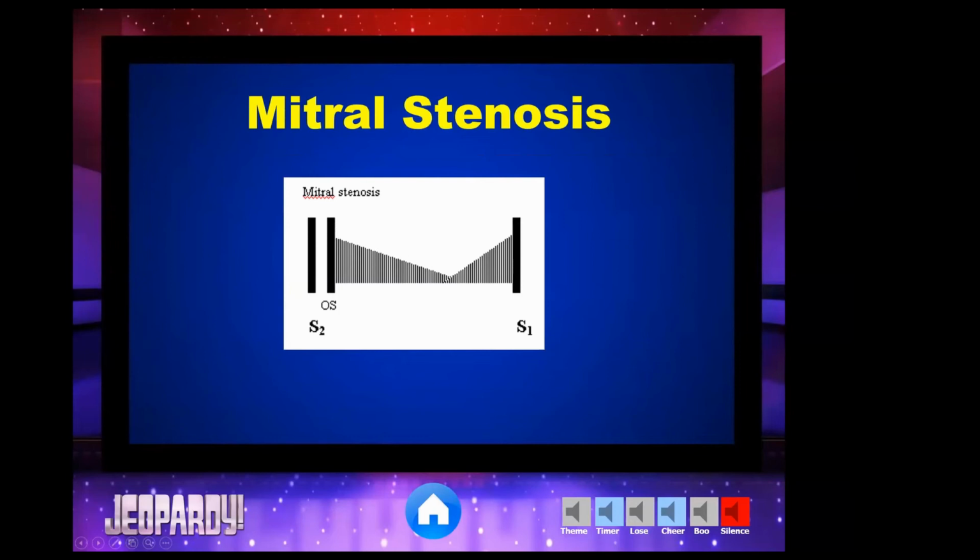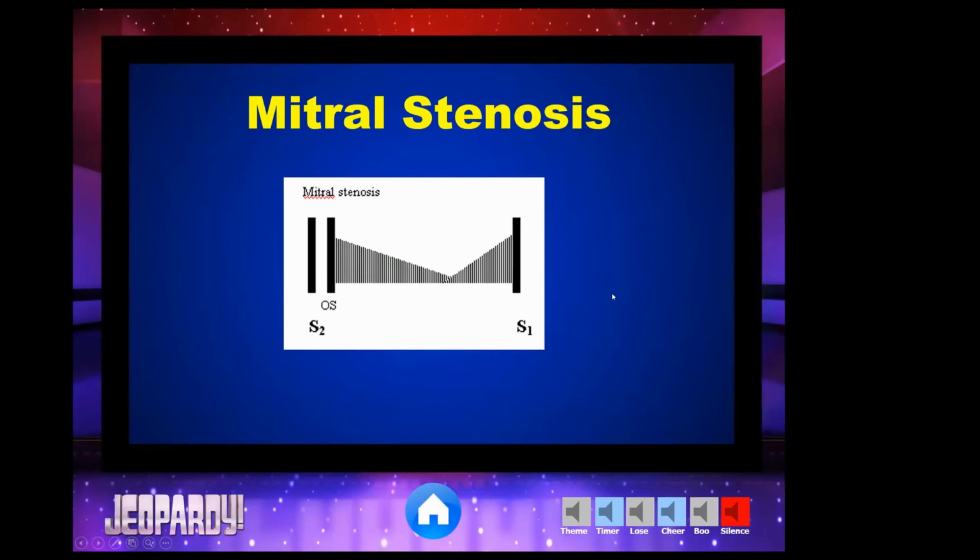Can you name the parts of the murmur? This is labeled its opening snap. Then this is the rumbling part, the mid-diastolic rumbling murmur, and can you name this? Doesn't come to mind right now, to be honest. So this is the pre-systolic accentuation. This is when atrial filling increases the intensity of the murmur.